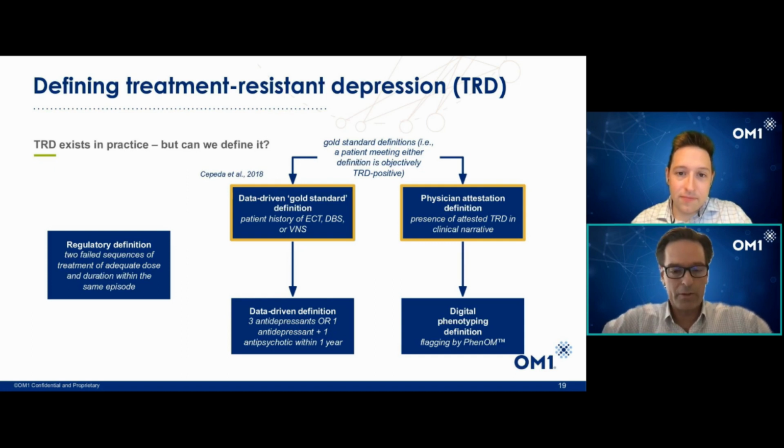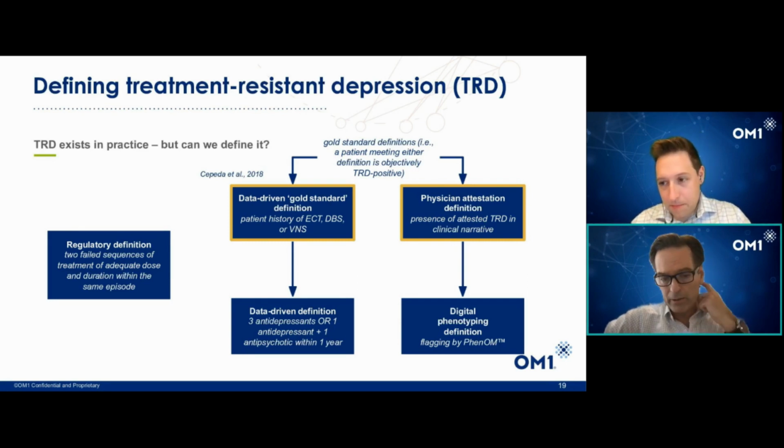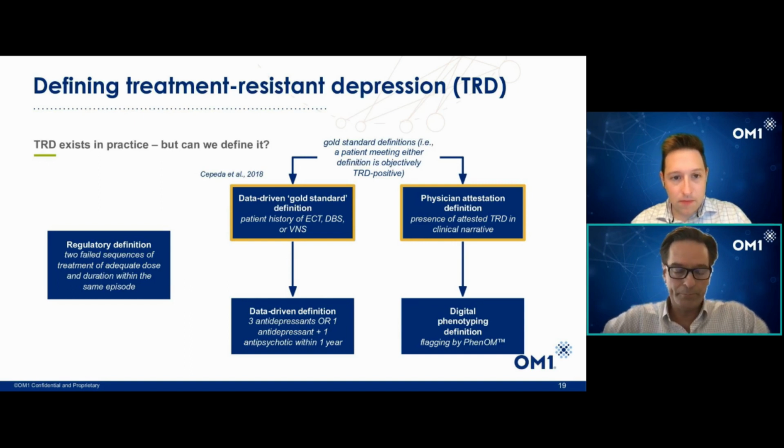So we decided to apply 3 different definitions to a real-world data set. This is OM1's premium major depressive disorder data set of over 500,000 patients who qualify, and we have deep clinical data, which means we have clinical notes, pharmacy and medical claims. And the 3 definitions we used are on the screen.